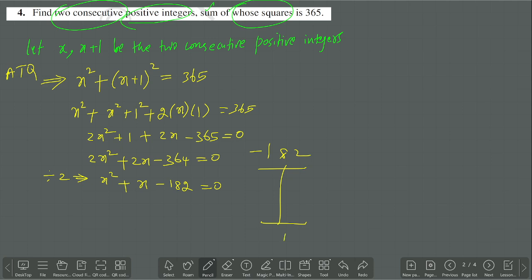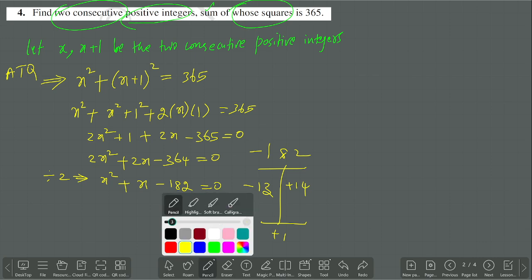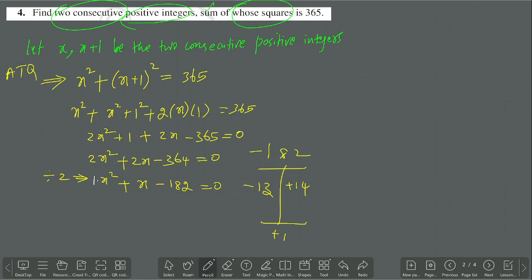The sum value is 1, so 13 and 14. Whatever the sign of the sum, that I should give for the bigger number. Then I should give minus to 13, then only I am getting 1. So minus 13 plus 14, I will be getting plus 1. When I multiply, I will be getting minus 182. Am I right? Coefficient of x square is 1, so we can divide by 1, no change.